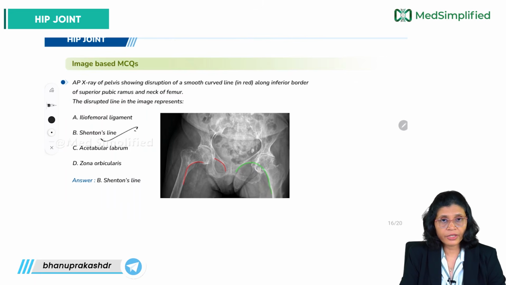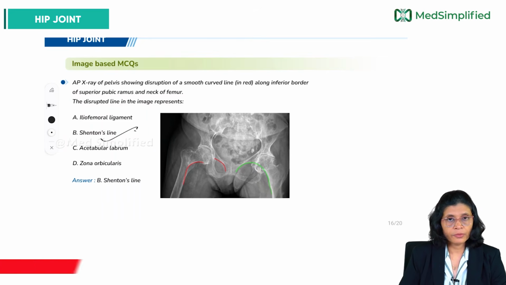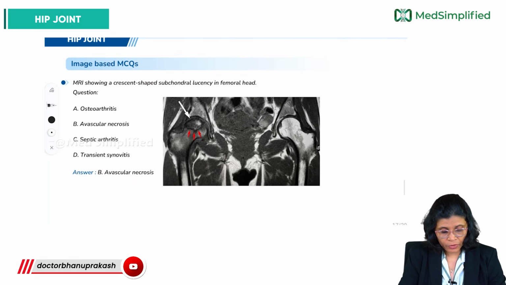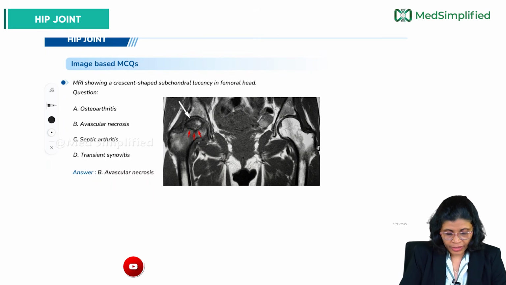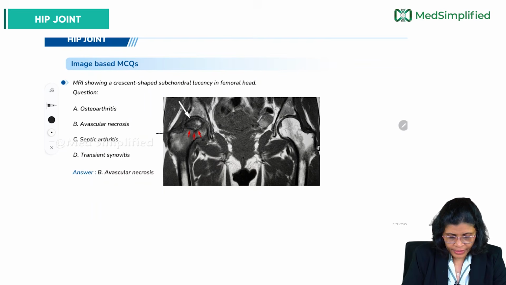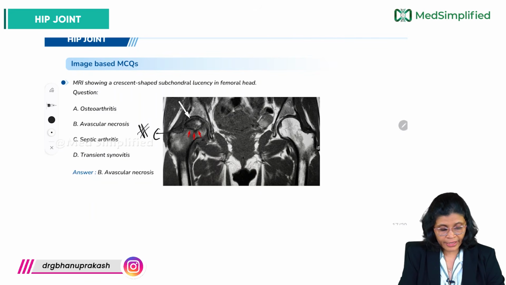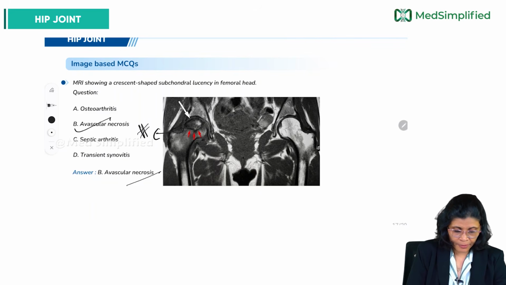Zona orbicularis, we know, is the circular arrangement of the fibers, the inner layer of the fibrous capsule. The ligaments are not involved here. Next, MRI showing a crescent-shaped subchondral lucency in the femoral head. Usually with a subchondral lucency in the femoral head, we can see a fracture there. So when we see that in MRI, it is nothing but avascular necrosis. So the answer is B.